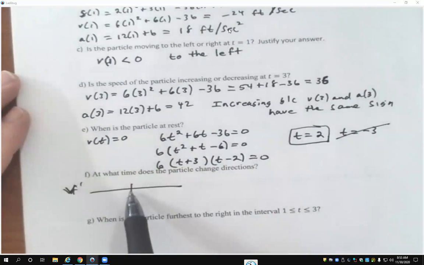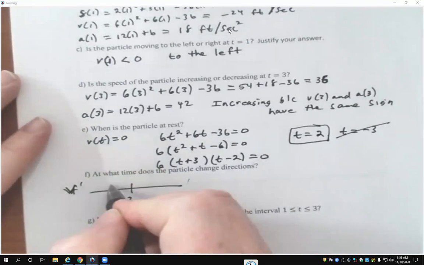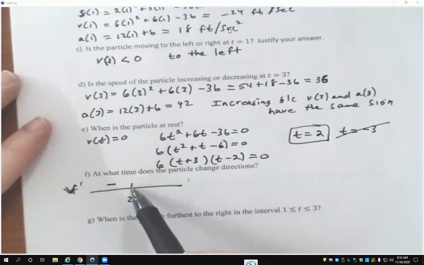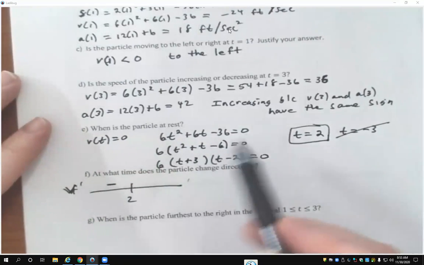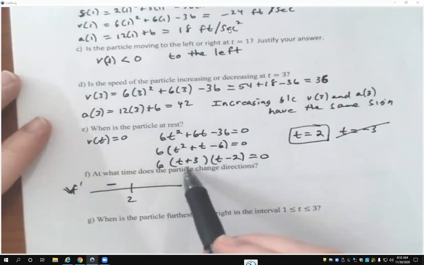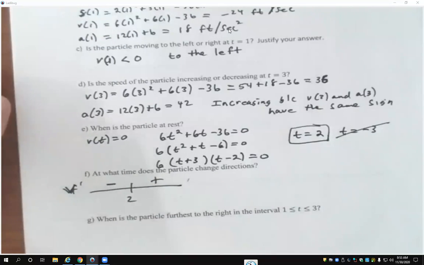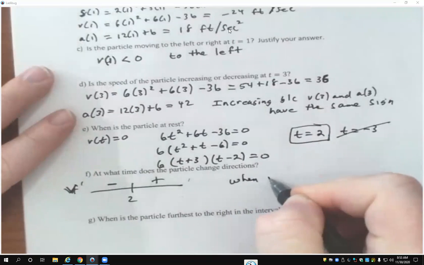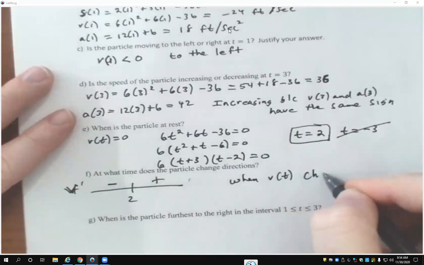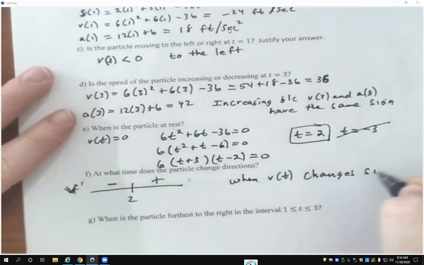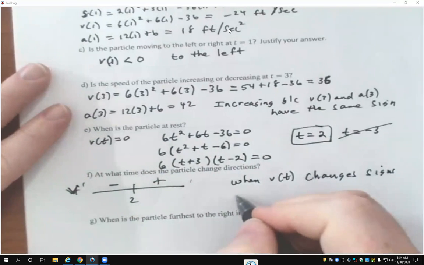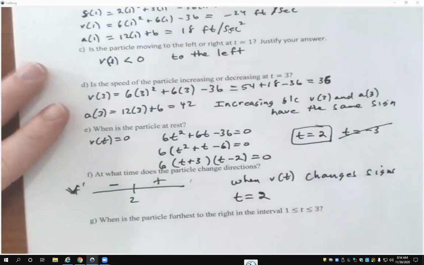So we're going to plug a number to the left of 2 into our derivative. And when we plug 0 in, we're going to get -36. And we're going to plug a number to the right of 2. When we plug 3 in, we're definitely going to get a positive, because that's going to be positive, that's going to be positive, times a 6 is positive. So we did change signs. Okay. Therefore, we changed directions. So when v of t changes signs, and that's at t equals 2.